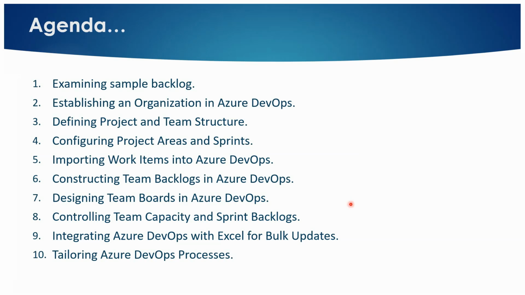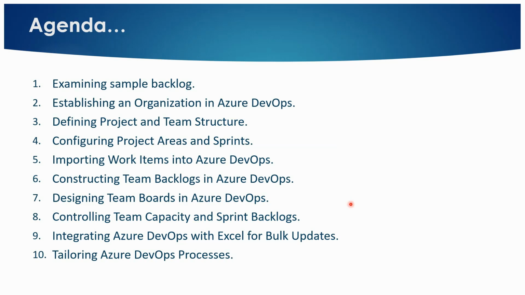We'll also look at how we can break down the entire project space into multiple areas, and then we'll set up the iterations, or we'll call it sprints. So once we're done with it, we'll import sample work items into Azure DevOps, and then we'll configure multiple levels of backlogs and Azure Boards into the Azure DevOps portal.